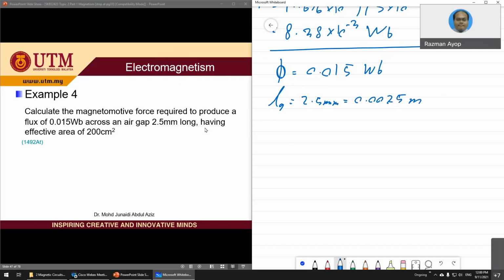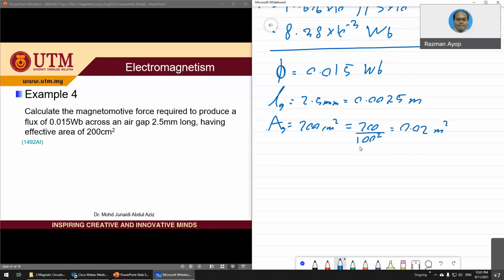And then? And the area is 200 centimeter square. So the symbol is? A. Okay, so effective area. So this one is the air gap also. 200 cm squared. And how to convert this? 200 divided by 100 square. Yes, correct. So 200 divided by 100 square. Make sure you are careful with millimeter and centimeter. So this one is 0.02 meter square.